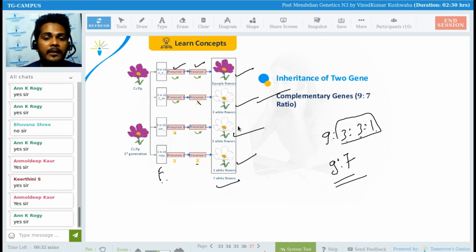When the purple flower is formed, this purple flower formation is a two-step reaction, and you can see how exactly it works. There is a raw material A, then there is a gene C, which is an enzyme responsible for making chromogen, and this chromogen, because of the gene P oxidase present, is converted into anthocyanin, and because of that the color is going to be purple. So that is the 9 is to 7 ratio.